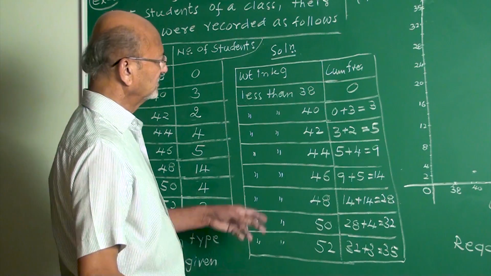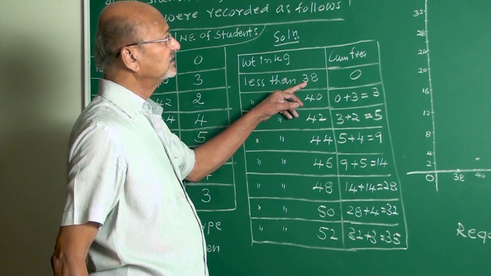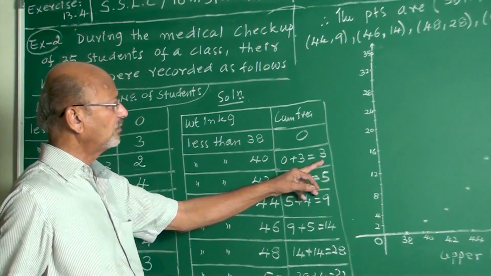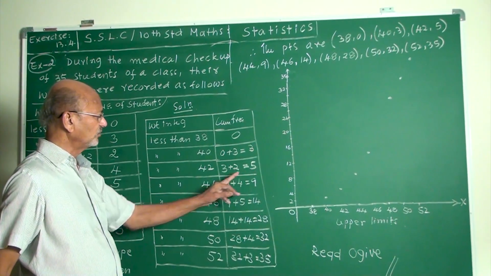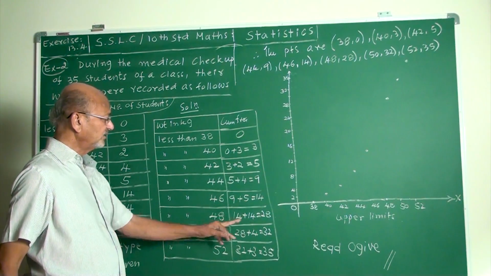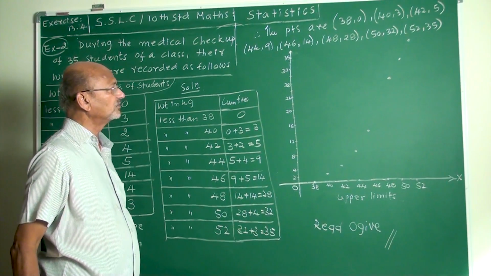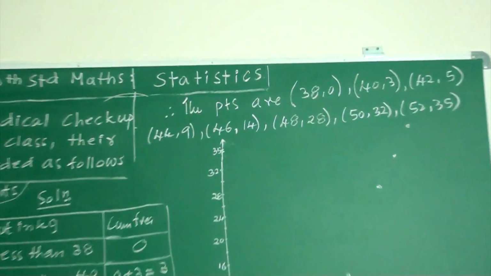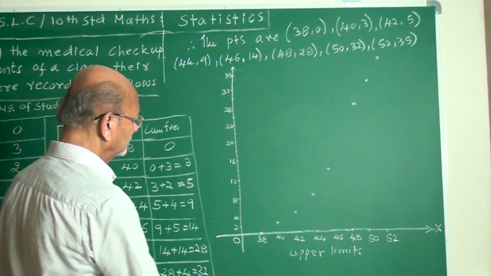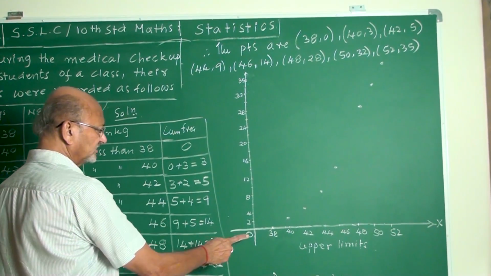Now, your points are, this is along the x-axis, this is along the y-axis. The points are 38, 0. Next, 40, 3; 42, 5; 44, 9; 46, 14; 48, 28; 50, 32; 52, 35. These are the points, then you have to mark them. Along the x-axis is the upper limit, my friends. So the x coordinates are 38, 40, 42 like this.